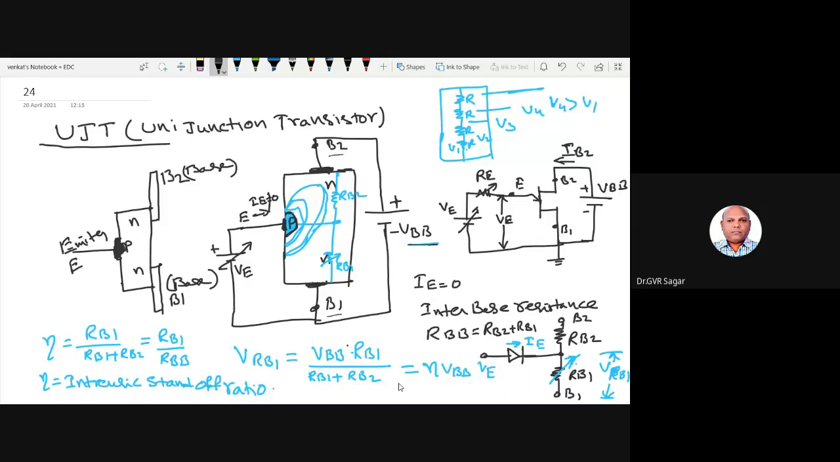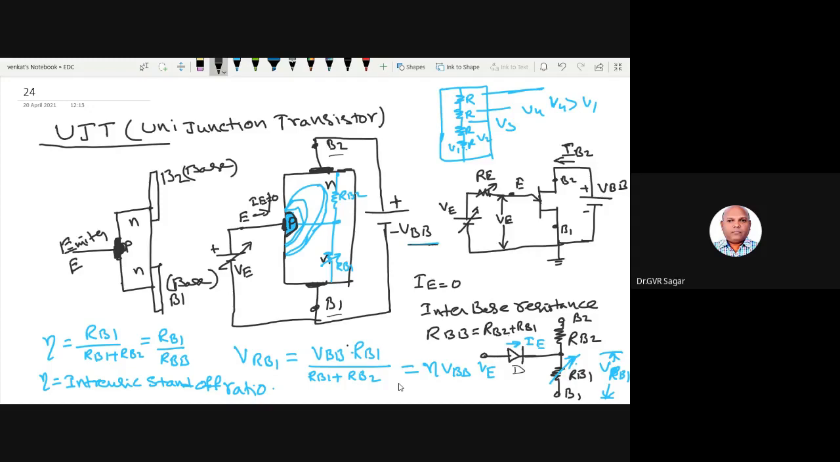So the emitter is a P-type junction that can be replaced by a PN diode. See here, the equivalent diagram. Here it is. So a diode D is used here. This will act as the emitter junction, and these are two resistors.